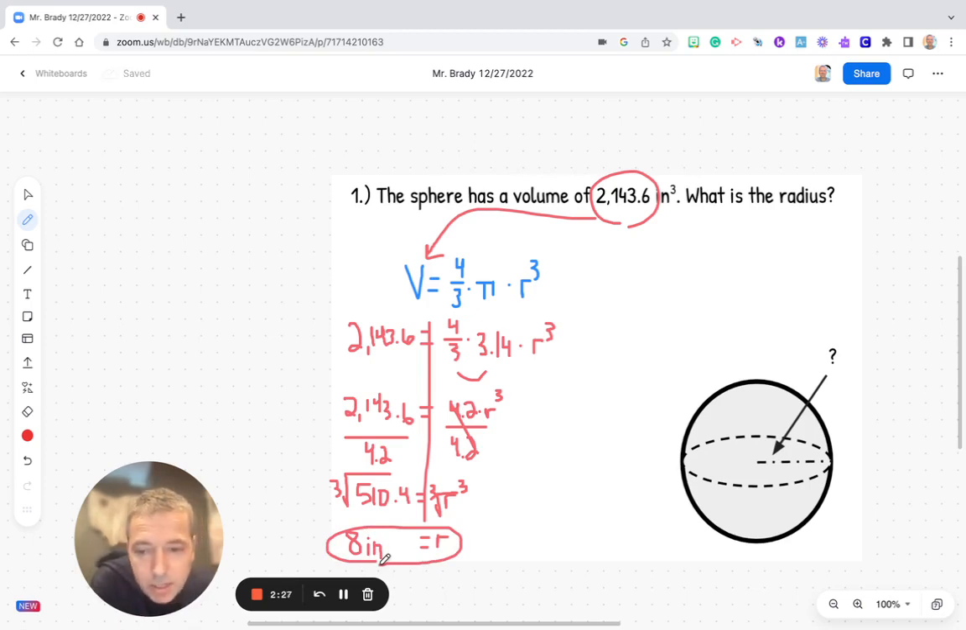If I wanted to check to see if it's right, if I just did the math, if I did 4/3 times 3.14 times 8 to the third power, I would get that 2,143.6 inches cubed. All right, I hope that helps.